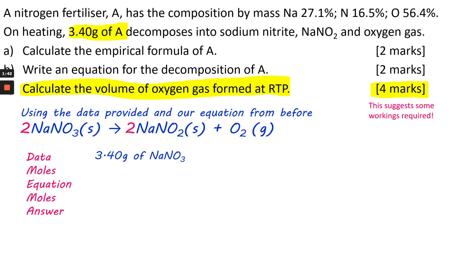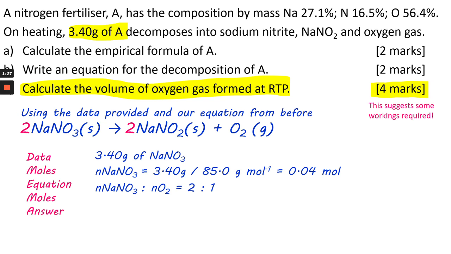So 3.4 grams of sodium nitrate, or technically sodium nitrate(V) you could call it, using oxidation numbers and Roman numerals. Working out the moles is 3.4 over 85, giving you 0.04 moles. And therefore, using the equation where you've got a mole ratio of 2 to 1 between the sodium nitrate and the oxygen, that means you multiply 0.04 by a half to get 0.02 moles of oxygen.